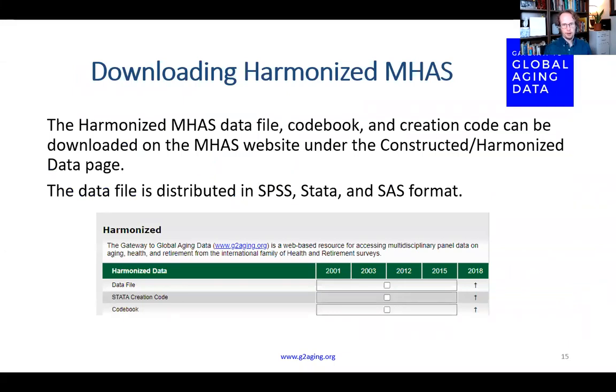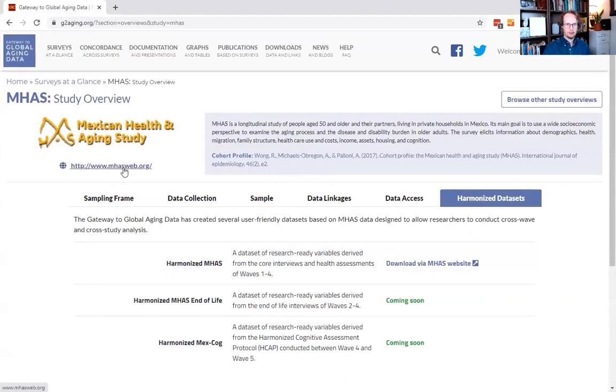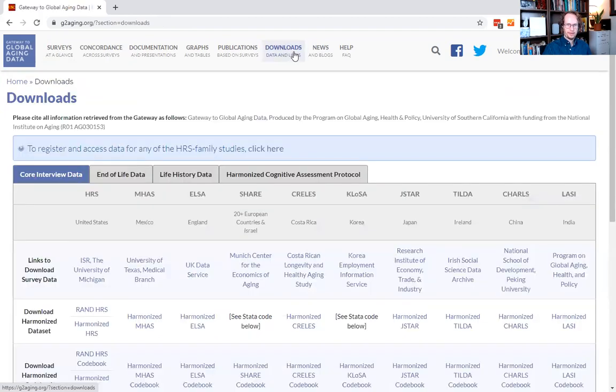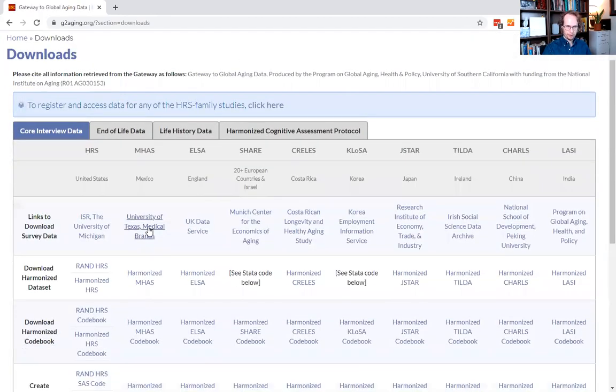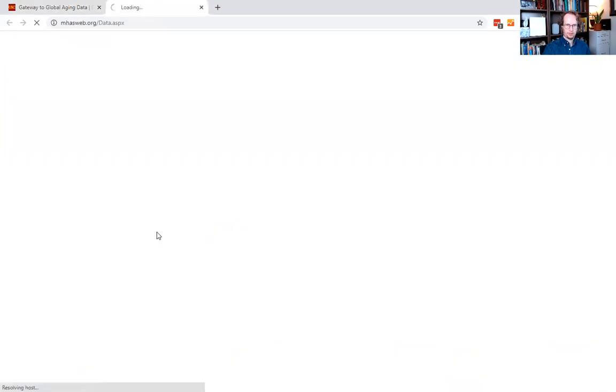You can download the harmonized MHAS data file, codebook, and Stata creation code from the MHAS website under the constructed and harmonized data page. The MHAS website, we'll jump back to our Gateway website, is mhasweb.org. You can access it here. You can also access it if you're on the Gateway already on the downloads page by going to download harmonized dataset or download survey data, all under this MHAS column. They're all going to lead you to the same place.